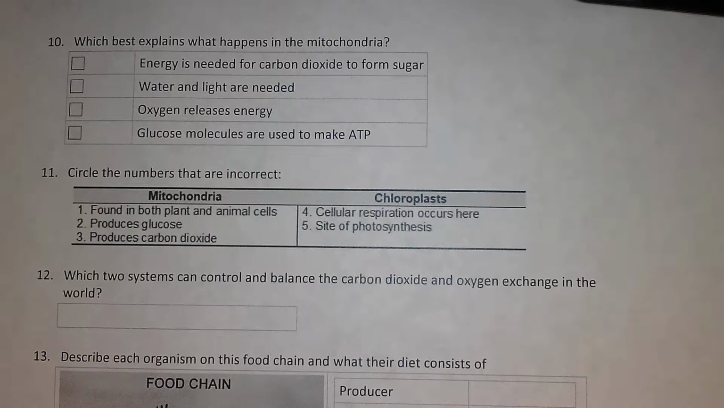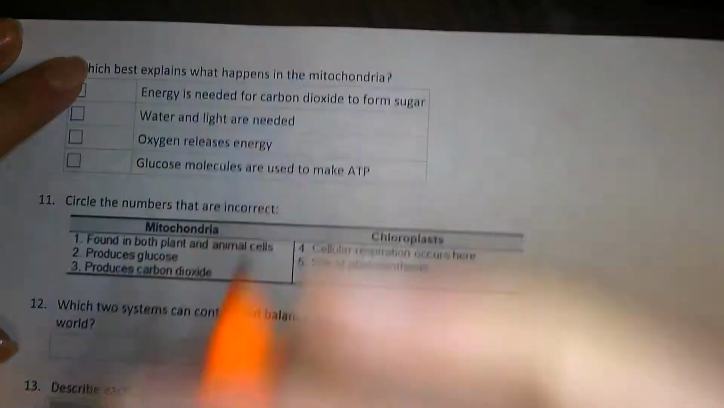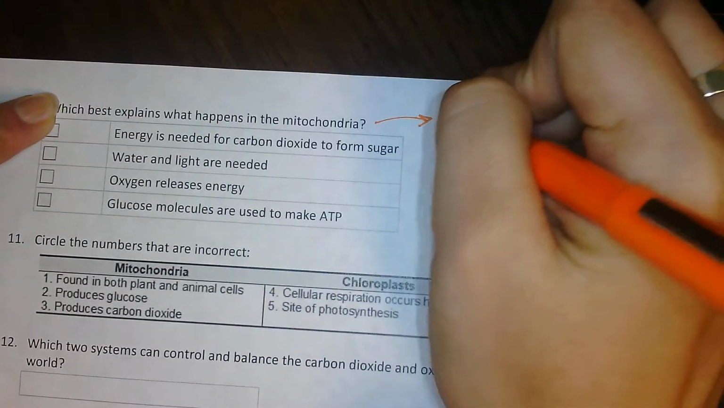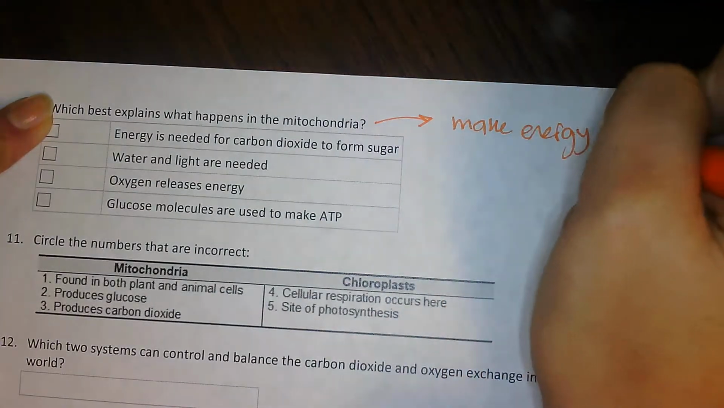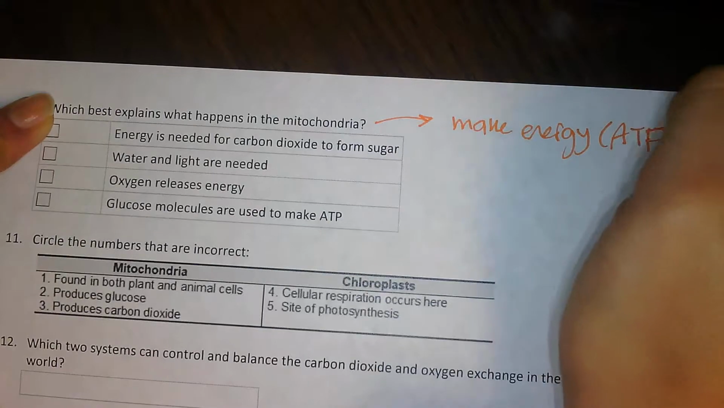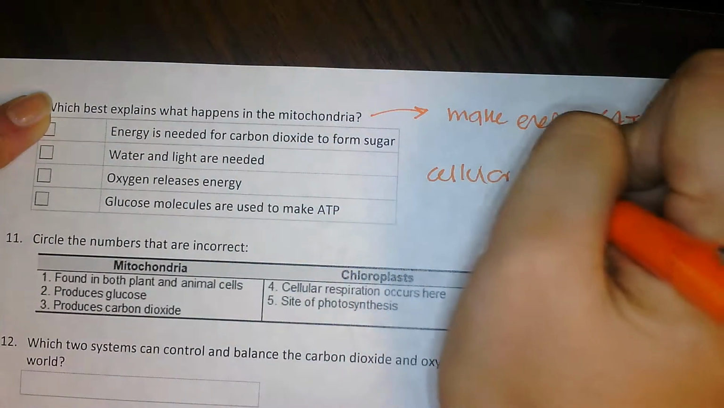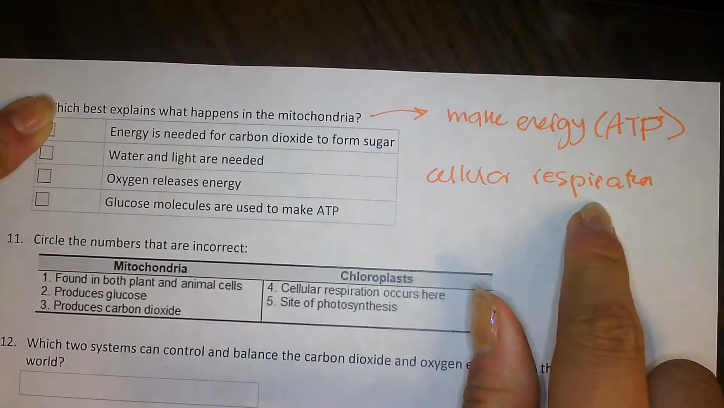Alrighty, last section of this review, number 10, which best explains what happens in the mitochondria. We know that the mitochondria make energy, or ATP, through cellular respiration. So we have to find the answer that has something similar to this process.